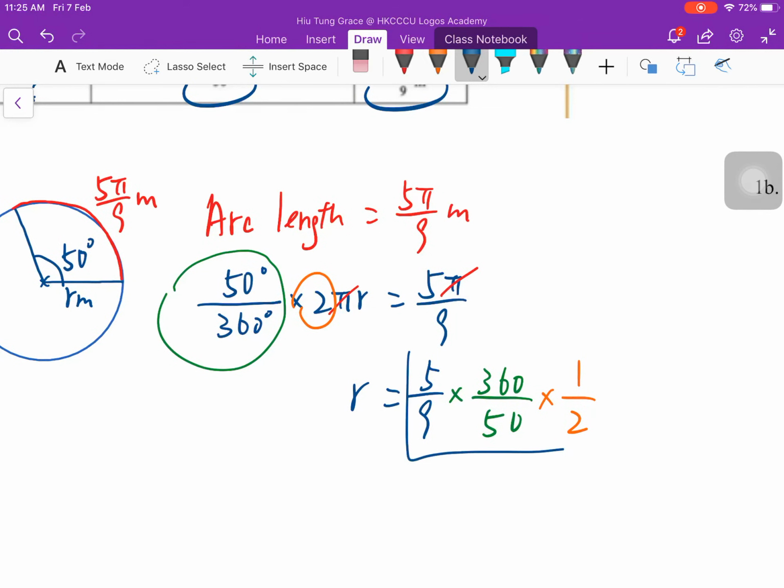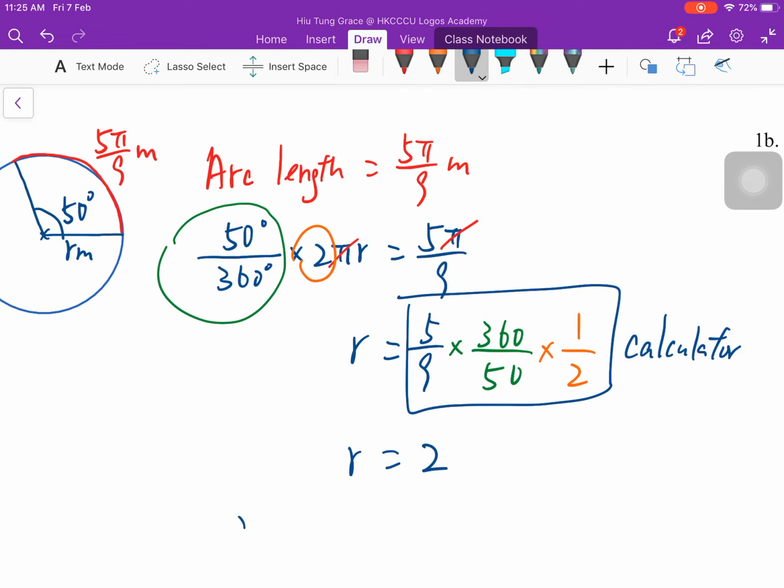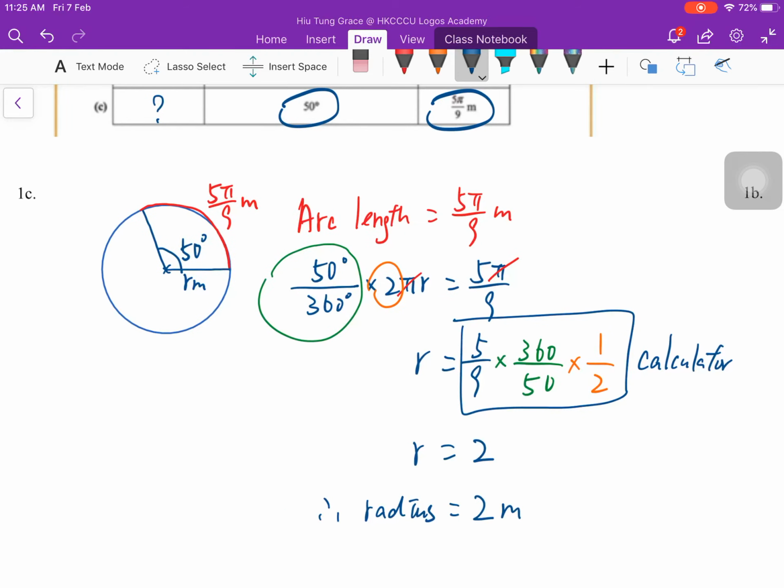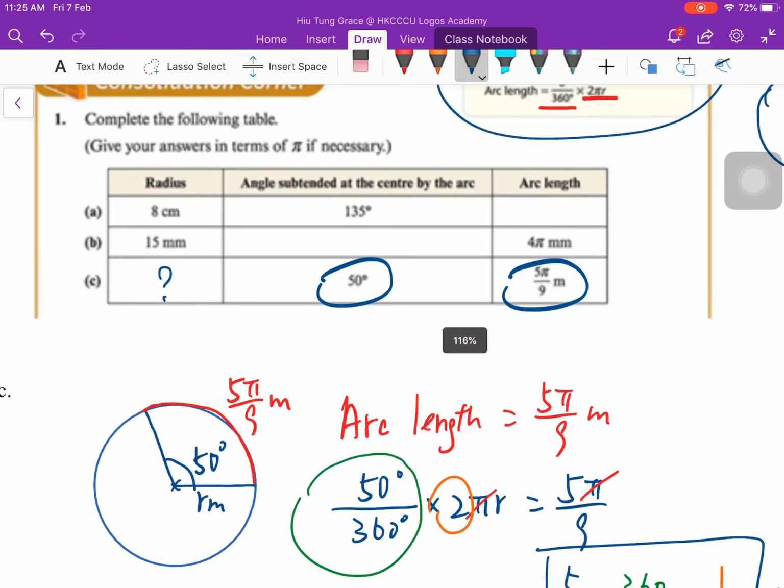And then for this part, you simply use your calculator to find r. So let's do it together. Okay, r is 2. That means the radius of this sector is 2 meters. Yes, with the unit meters. Alright? So next we're going to see B.